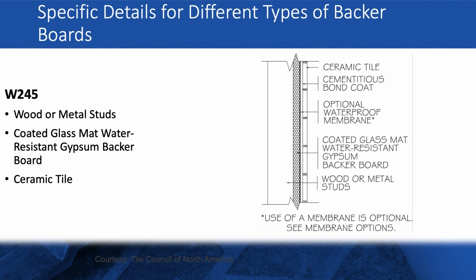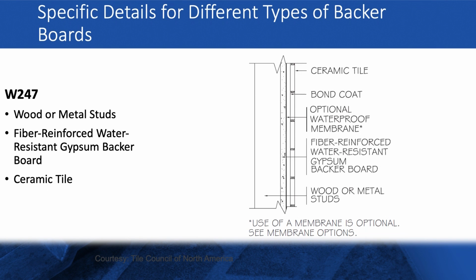Moving on to W247, fiber reinforced, water resistant gypsum backer board installs the same way as cement board and fiber cement board, which we'll take a look at in just a minute. But it is not for use in areas exposed to temperatures exceeding 125 degrees Fahrenheit.